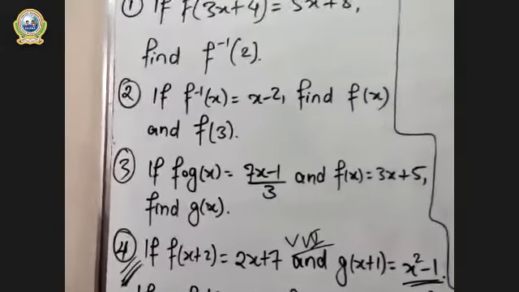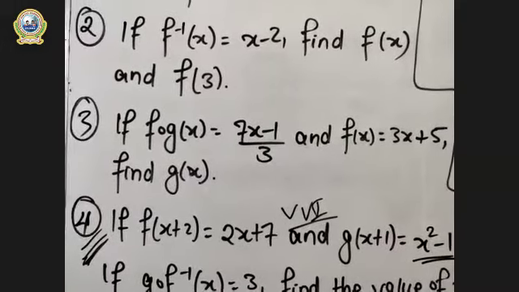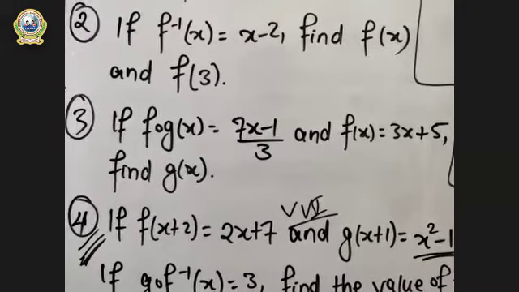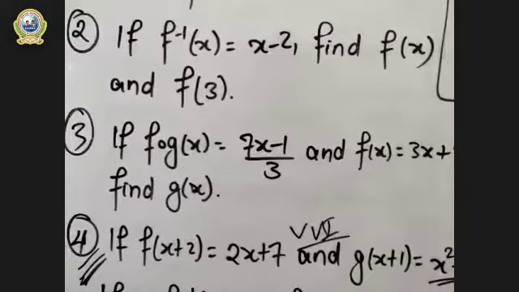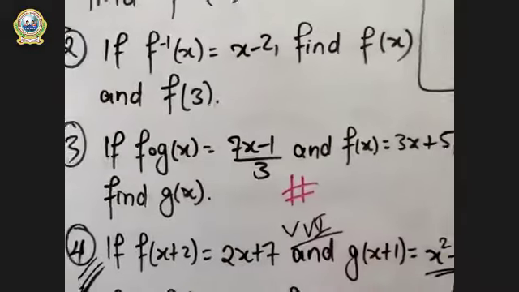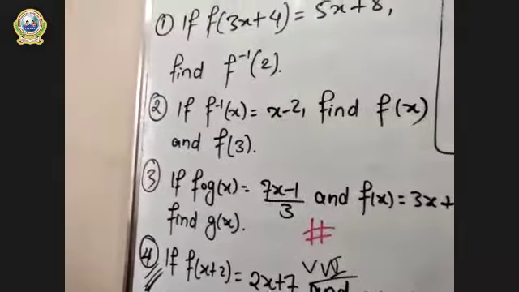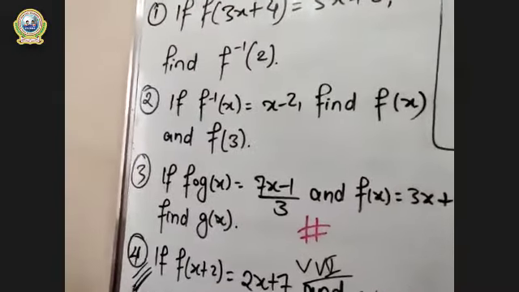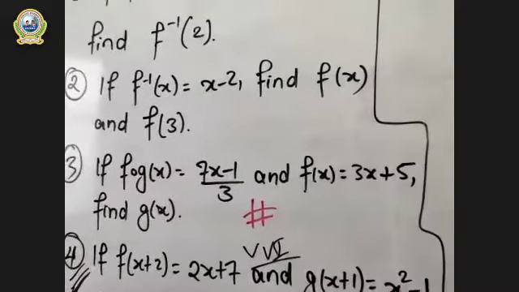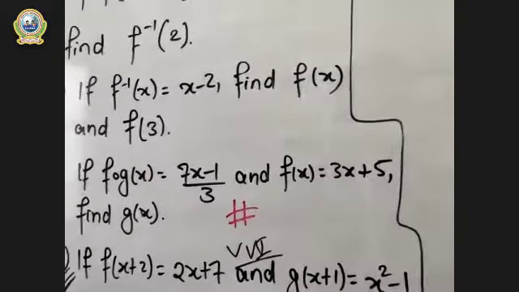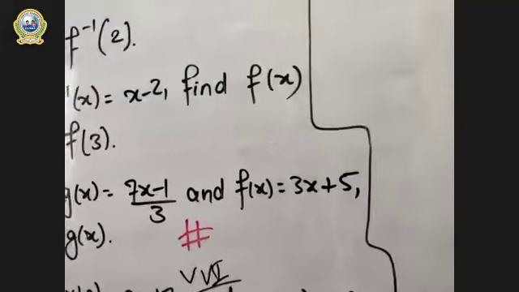So copy the third question. If f of g of x is equal to (7x minus 1) by 3 and fx is equal to 3x plus 5, find gx. Copy the third question. I'll be rubbing the board while you are copying. This third question has been taken from your exercise book, and the fourth one is from your practice book.